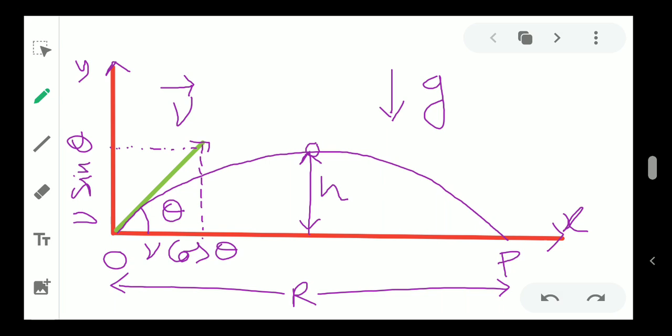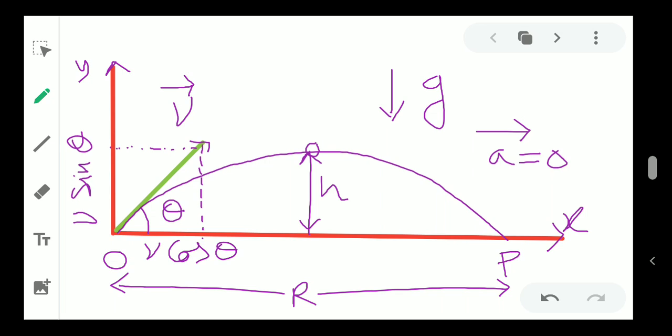But in the x-axis, there is no acceleration. Now you can ask me why there is no acceleration. See, when the missile is thrown, let us imagine that it is not using a self-propulsion engine. That means I have just given some force at the time of launch, and then there is no force.